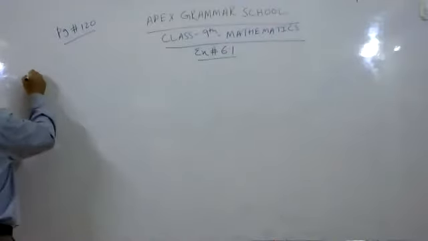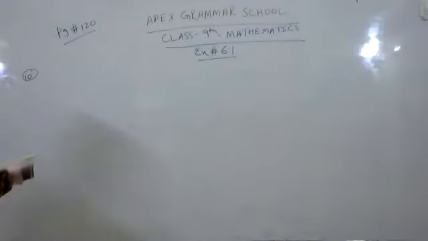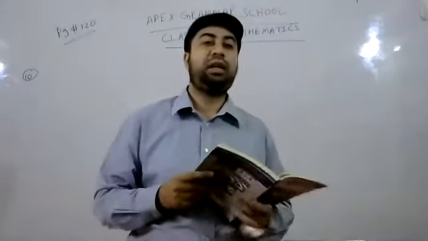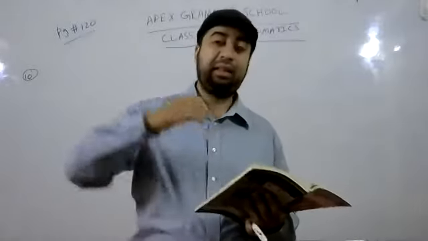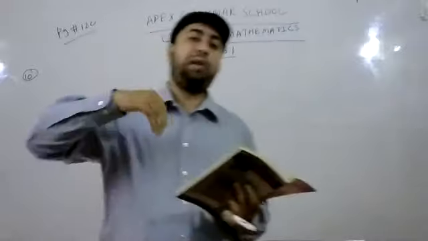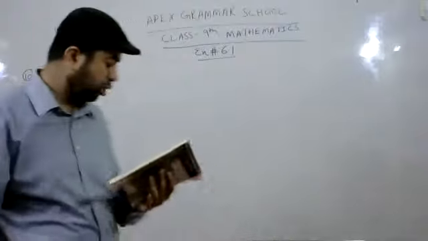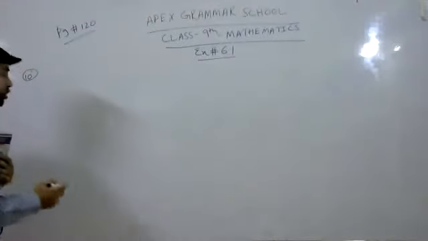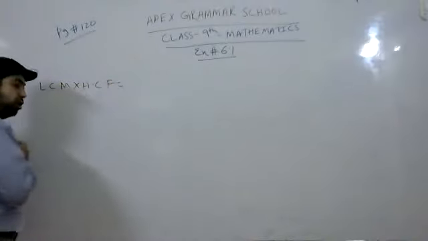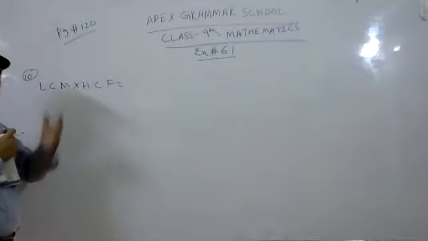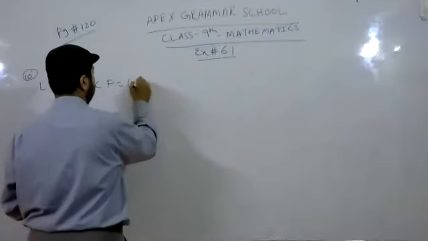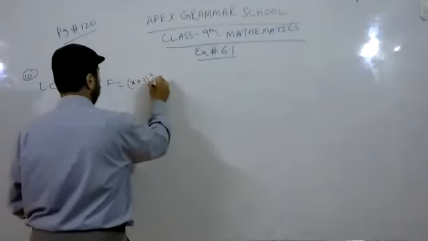that is, let the product of LCM and HCF of two polynomials be given. Now, in this question, he's providing the product, not the LCM and HCF as separate values. Product means multiplication, so we can write it as LCM multiplied by HCF. This product is (x plus 3) whole square, (x minus 2) and (x plus 5).